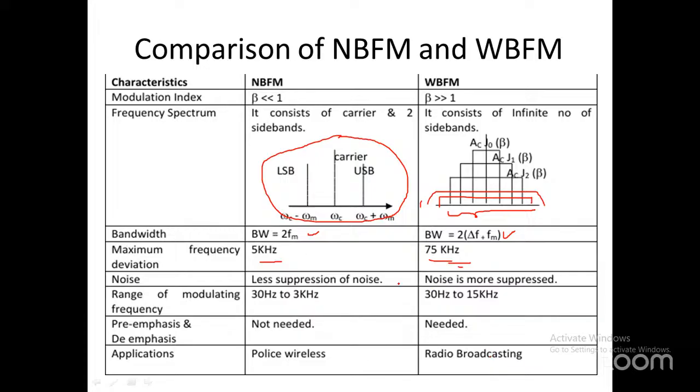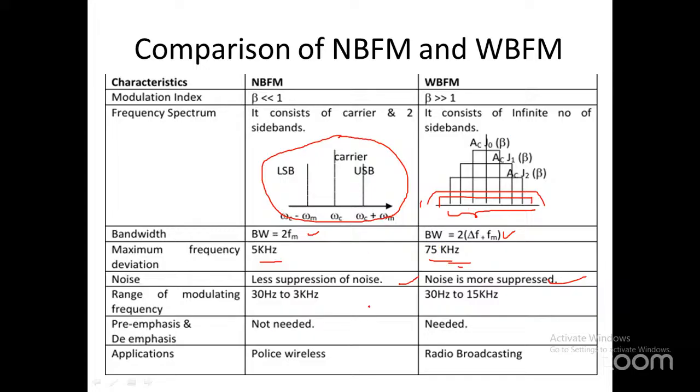Noise. Narrowband FM is more prone to noise, because it is almost similar to amplitude modulation. Here, in wideband FM, very little noise is affected. When compared to wideband FM, narrowband FM has noise. But wideband FM is more immune to noise.